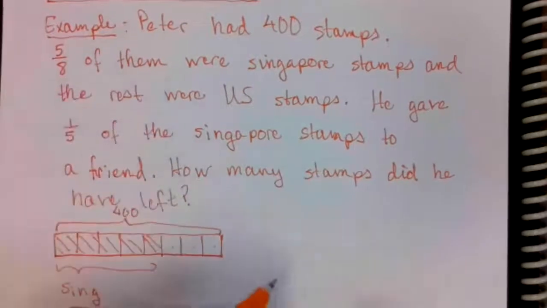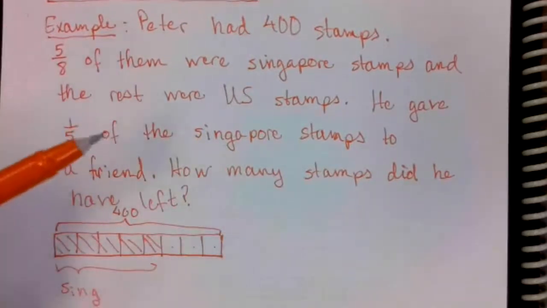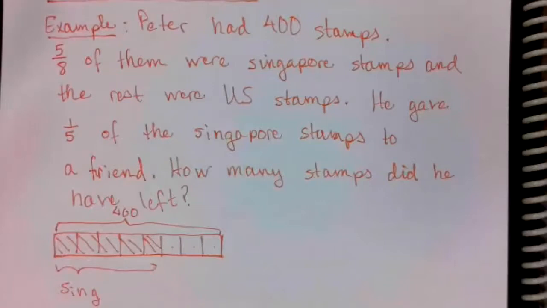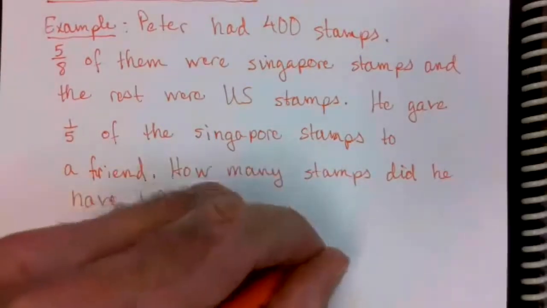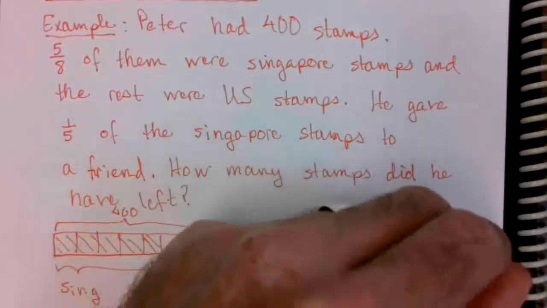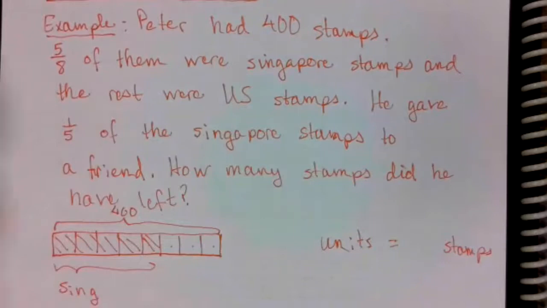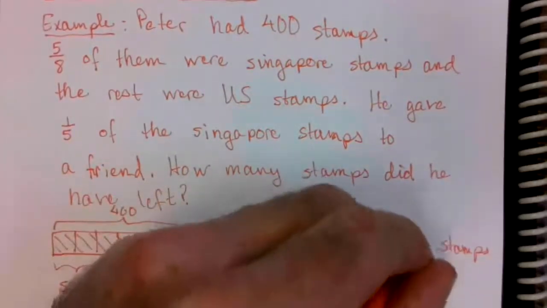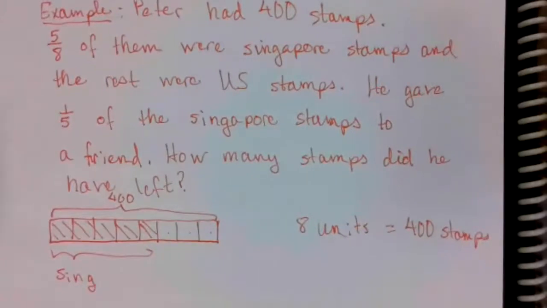Okay. So I should start doing some computations over here. What computations should I be putting down here? Five-eighths minus 1/5. Yeah, I see why we might think that. I'm not sure that really helps us though. Let's think about the computations we did in the last one. I had something like units and stamps. So how many units equals how many stamps? That's probably where I should start. 8 units equals 400 stamps.